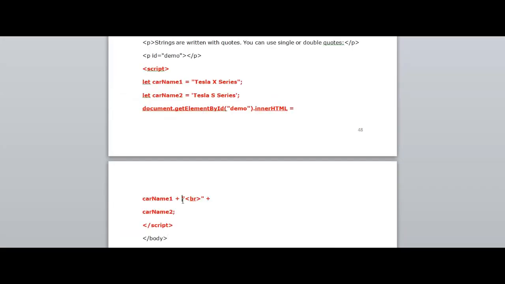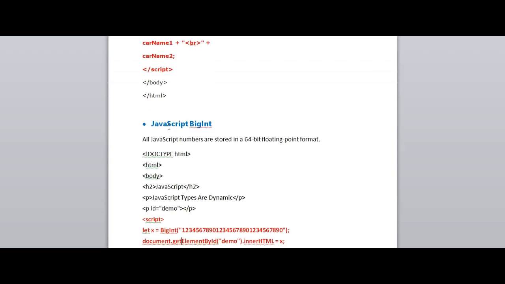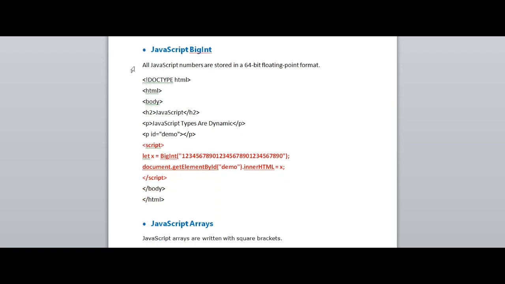Now let's make progress. If we come down here, how do we use big integers? Almost the same thing. JavaScript big integer. The HTML coding remains the same: HTML, body, head tag, paragraph tag. Now we are always interested in the script because we are dealing with JavaScript. So let x be a BigInt. You define the big integer in the brackets, and you put inverted commas. This is the big integer. Then document.innerHTML x. Then you generate the output.